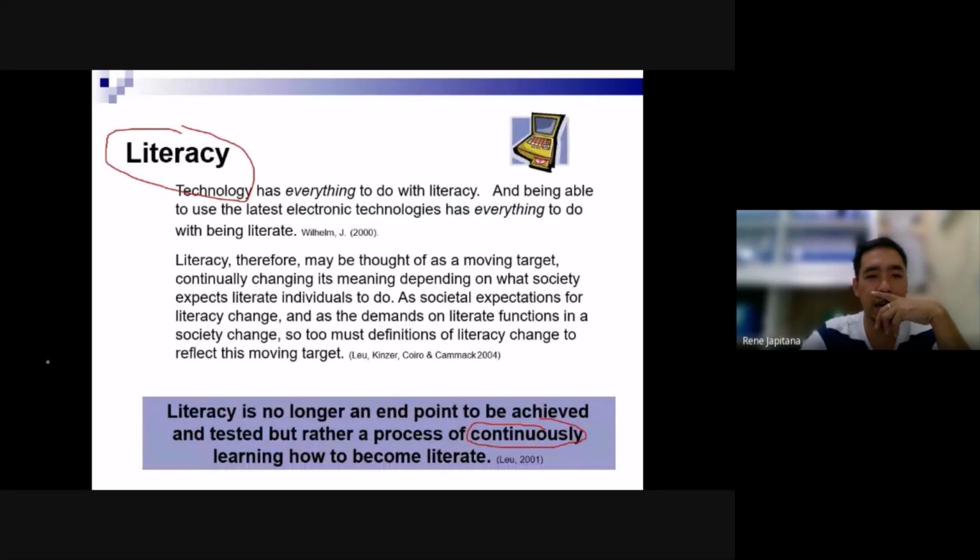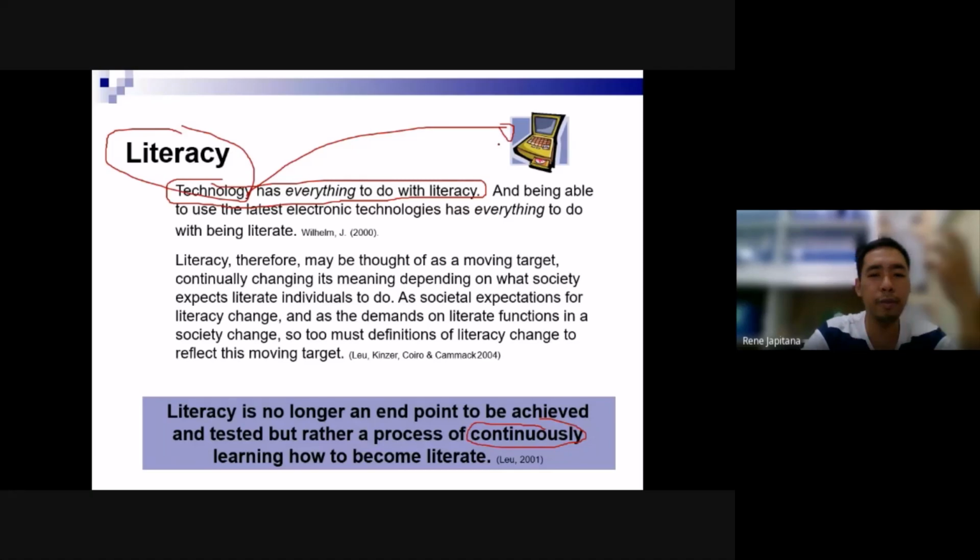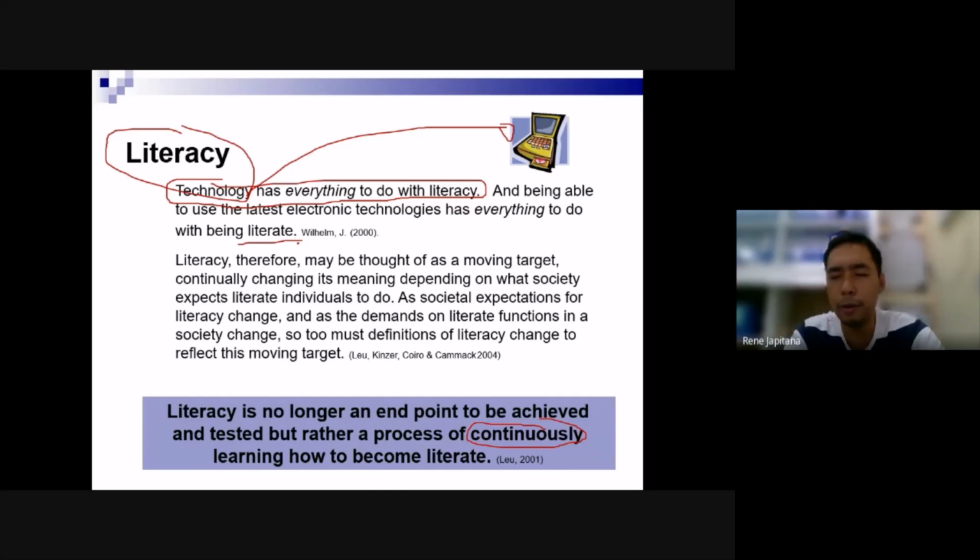So let us go back here. I just want to give emphasis on this. The technology has everything to do with the literacy. Because of technology, there is something about literacy. And being able to use the latest electronic technologies has everything to do with being literate. Like computer literacy. Among us here, if you don't know how to use a cellphone, and you don't know how to use a computer, you are not literate. That is the connection now with literacy.